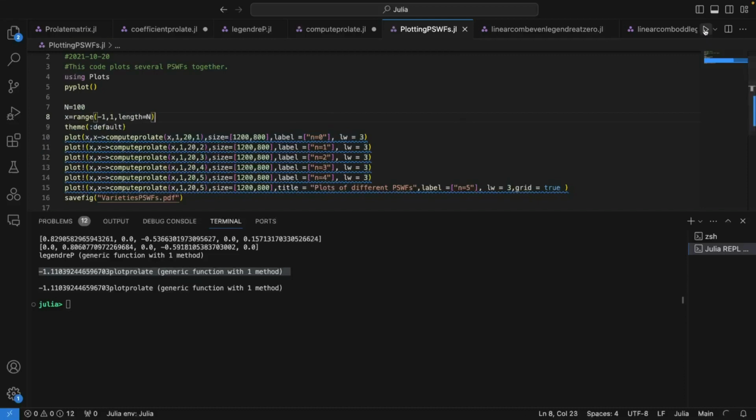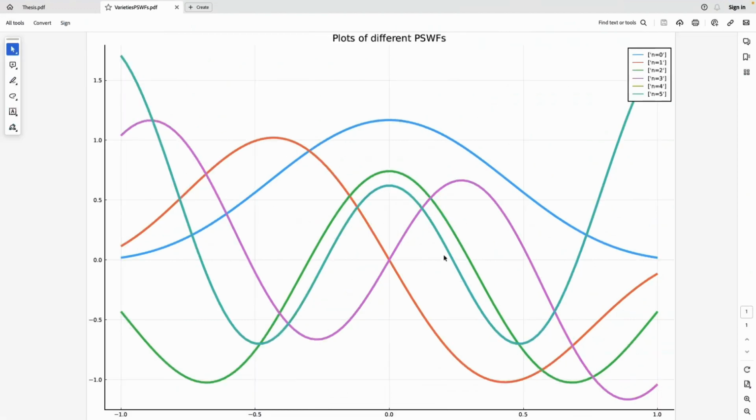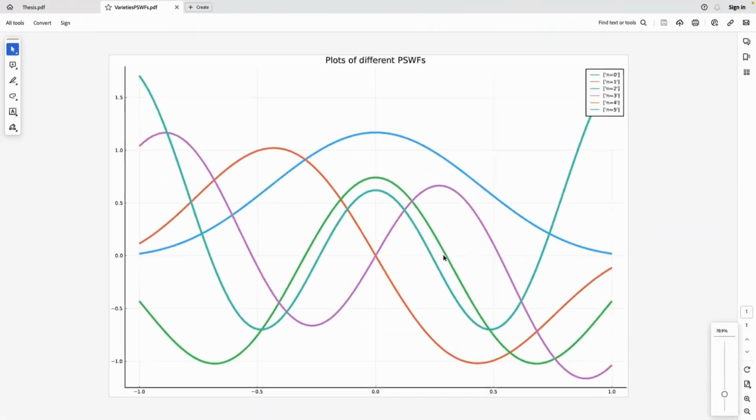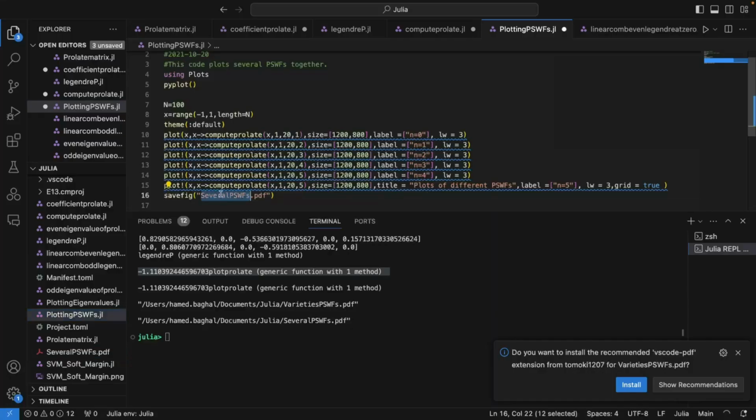So I can plot this one. Now we can have this. The plot is like here. I have saved this, and you can see the Prolate Spheroidal wave functions here. Okay, let's have just one of them.